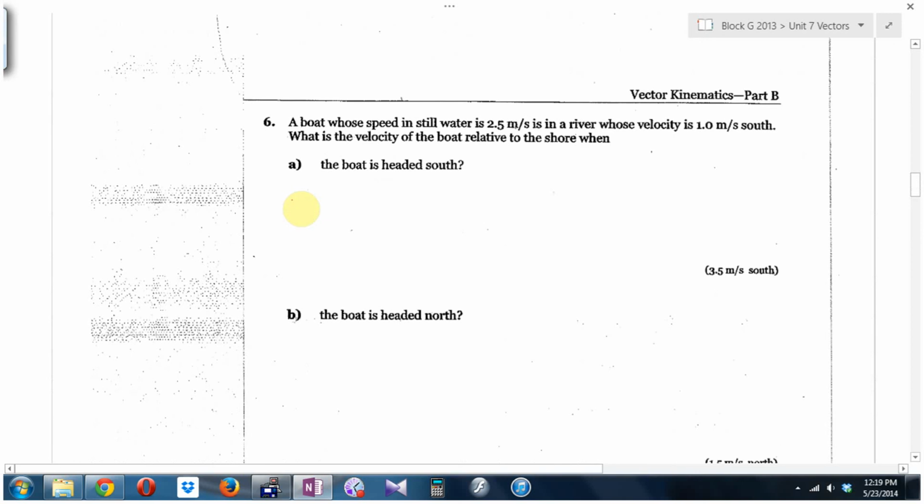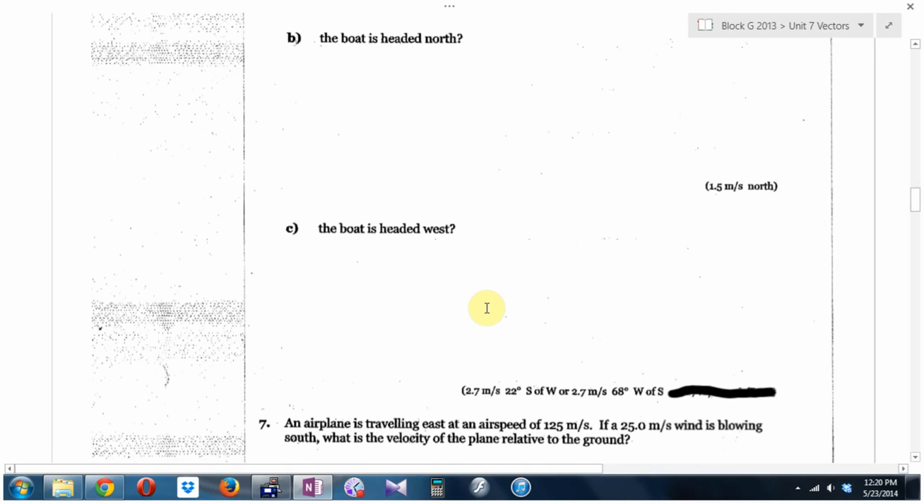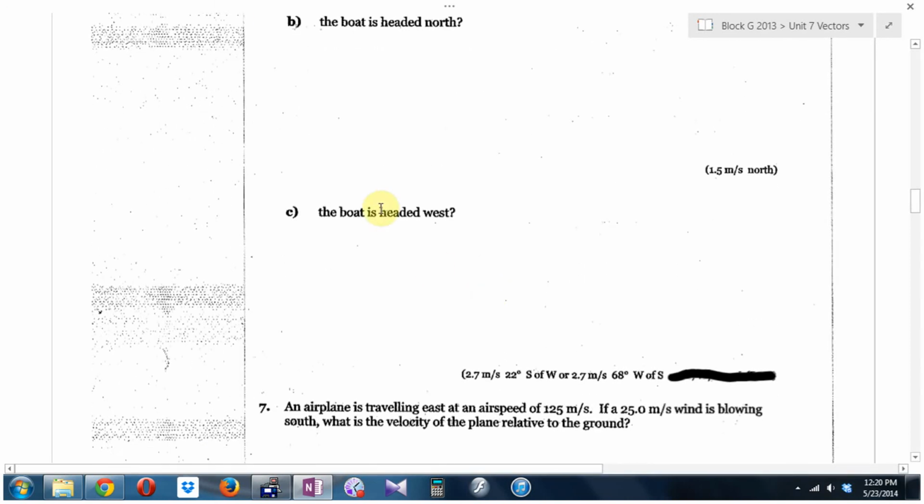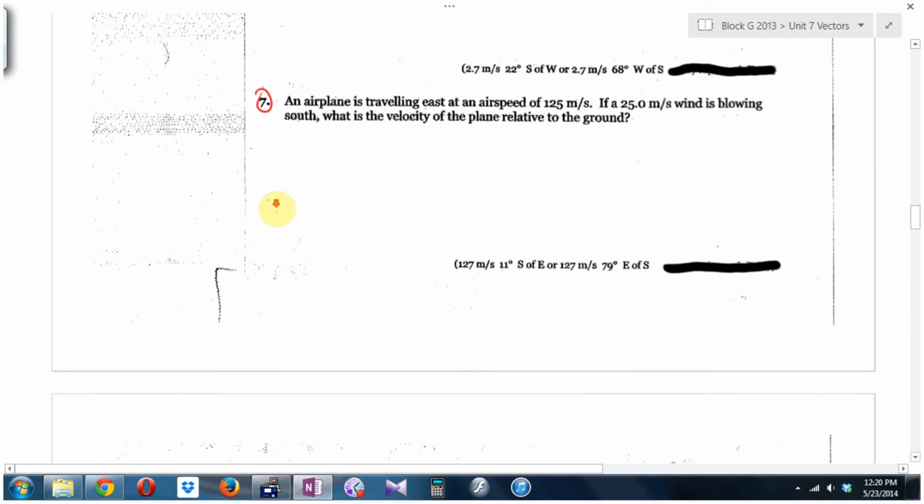Oh, river question. 6 is good. 6 starts out so easy that it's tough. The river current is south, and the boat heads south and heads north. So you don't necessarily get a vector triangle. It's either going to be south plus south or south plus north. I think you can probably just do that, so don't overcomplicate it. 6C, now we're heading west. Now you might have to do a little bit more as well. 7 is good.